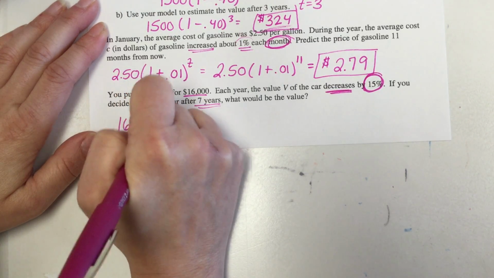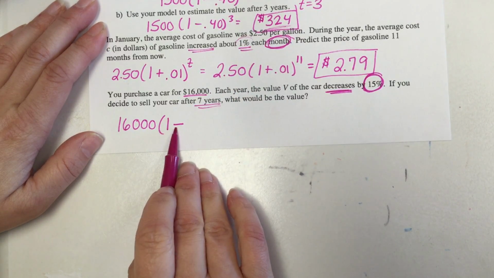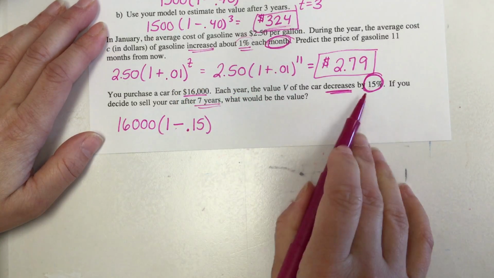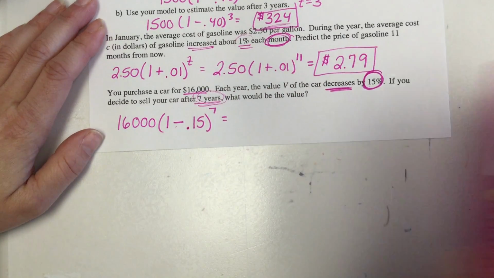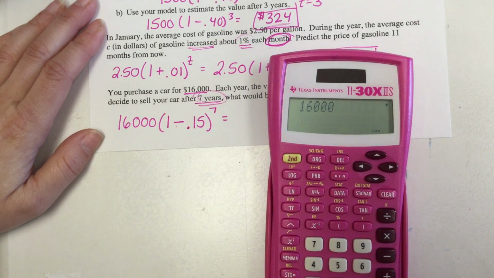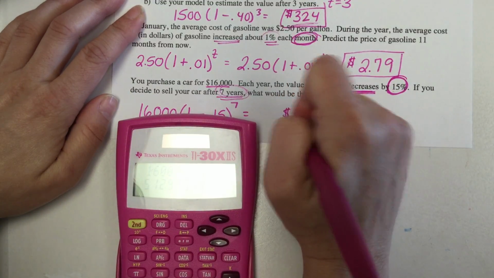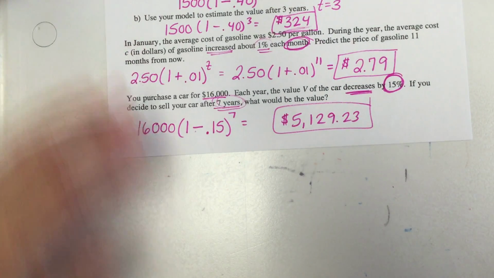You purchased it for $16,000. It's 1. The value is decreasing, meaning going down, so it's minus 15%, which as a decimal is 0.15. Every year, you want to sell your car after 7 years, so that's what your exponent is. So let's go ahead and see how much you could sell your car for. Get ready to grab the tissues. This is a sad one. $16,000, 1 minus 0.15. You drive the car for 7 years. You can only sell it for, yes, you looked at that right, $5,129.23. Welcome to the real world, guys.